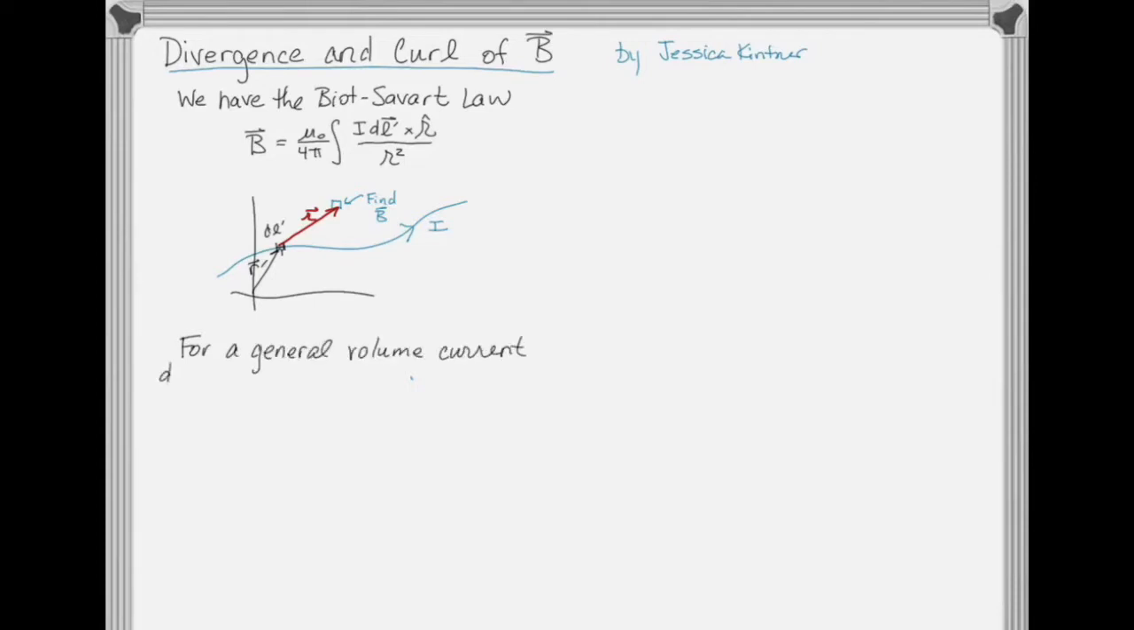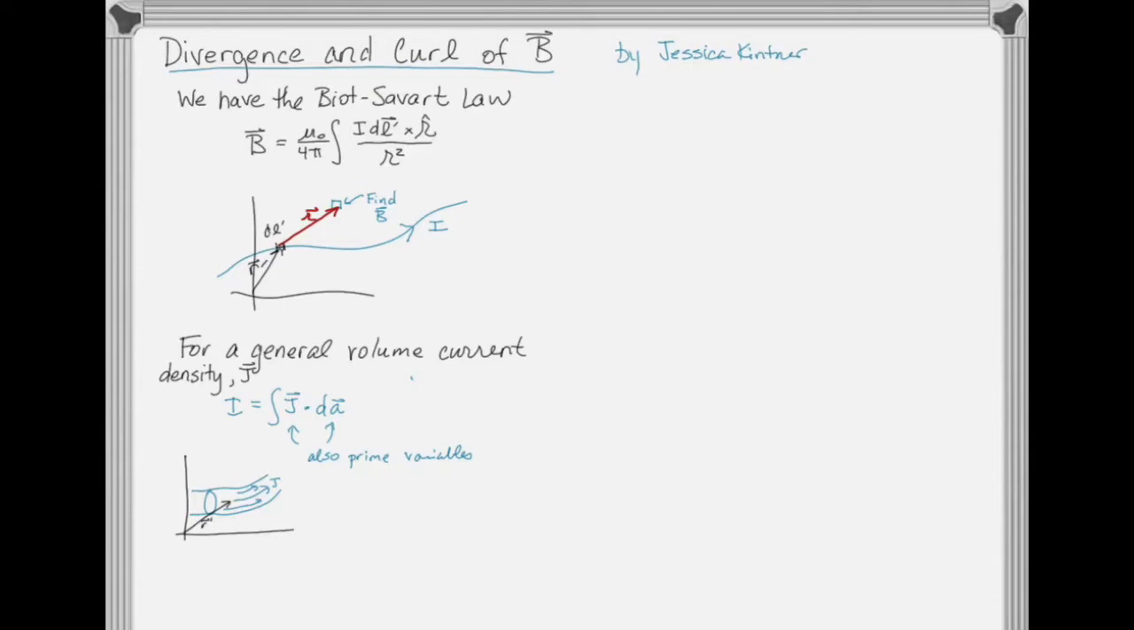So I want to rewrite the Biot-Savart law for a general volume current density. For a volume current density, we have that I is equal to the integral of j dot dA. And it's important that both the j and the dA are in terms of the prime variables. Again, drawing a picture, the prime variable goes from the origin to a point somewhere inside. Now I'm drawing a thicker wire, and so the r prime goes from the origin to a point.